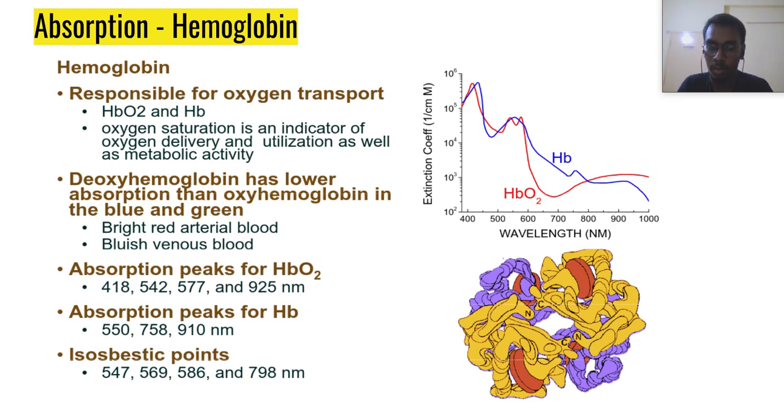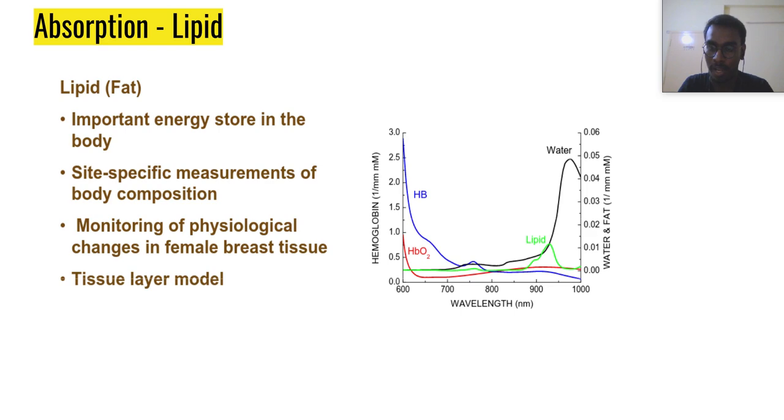One is hemoglobin, the other one is lipid. Hemoglobin, as we all know, is responsible for oxygen transport, and lipid is nothing but the fat. So these are the two types of tissues in the human body that undergo absorption when a laser or any sort of light falls on it.